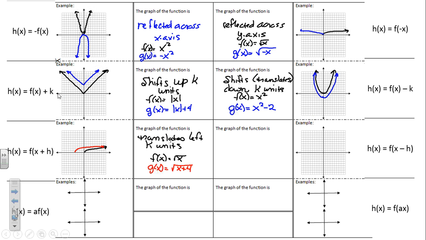And then what happens when we subtract h from it? Right. Translates or shifts right. What function should we use for our example here? Square root. Square root's easy. So here's my original square root. I'm going to go right 5 units this time.